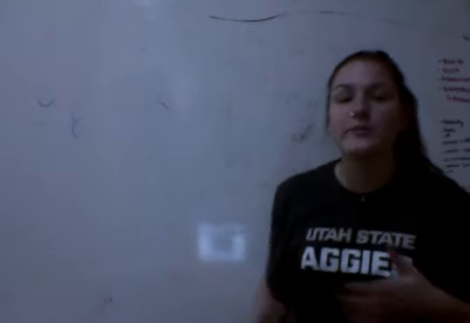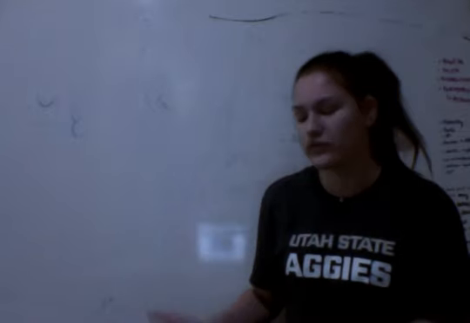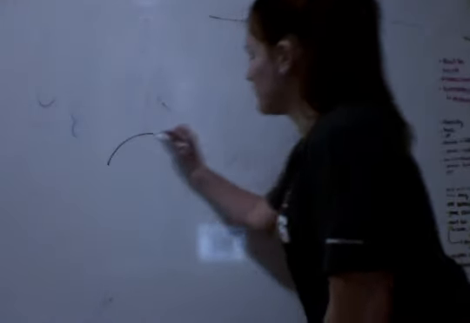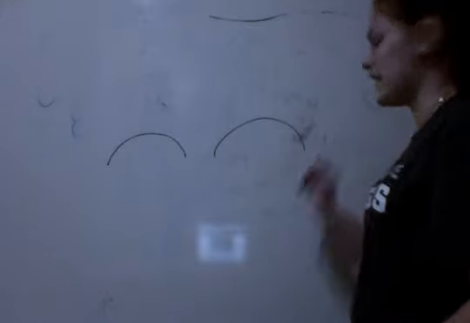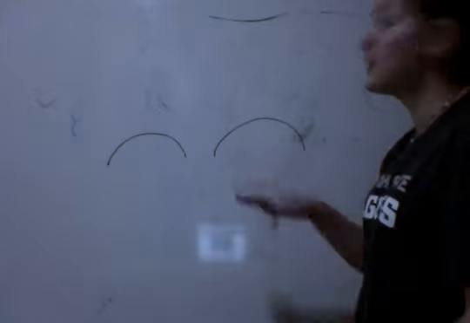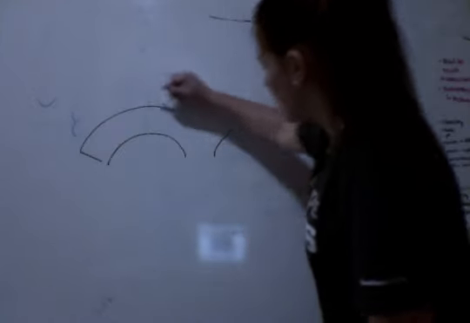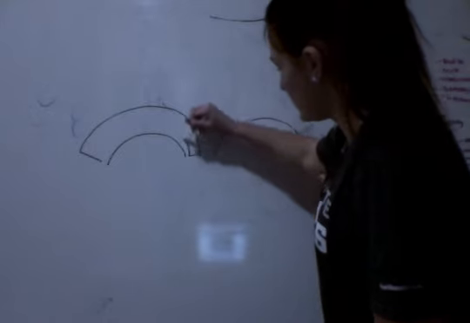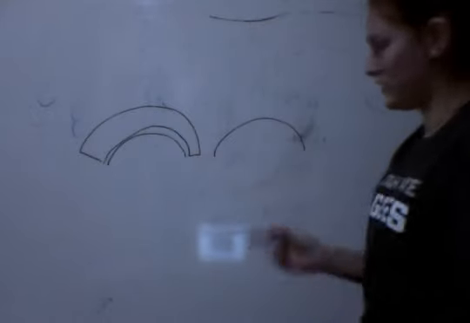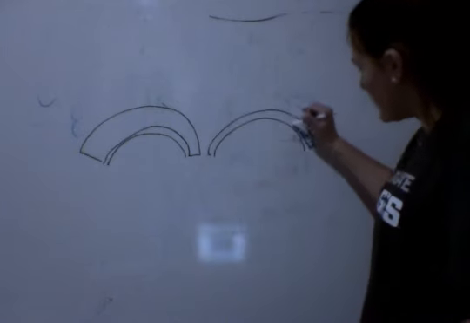So gram positive, think more, and gram negative, think less. Positive versus negative. You're going to have this inner membrane in both your gram positive and your gram negative cells, and that's super important to remember. Then, with your gram positive, they're going to have an extremely thick cell wall, really thick. Whereas your gram negative is going to have a really small, thin cell wall.